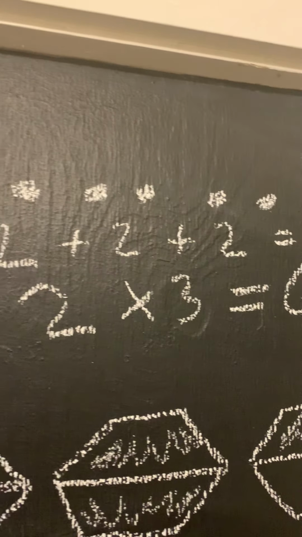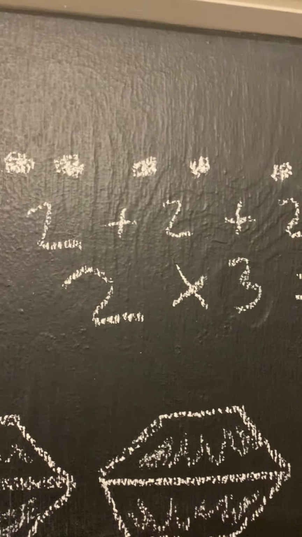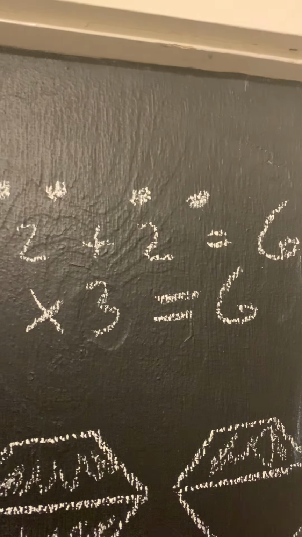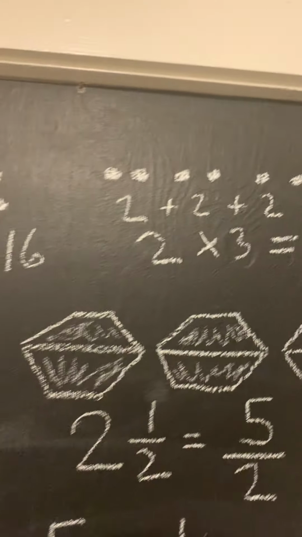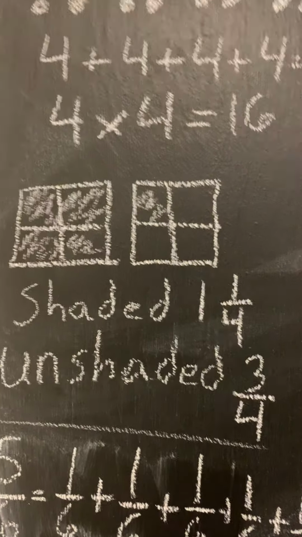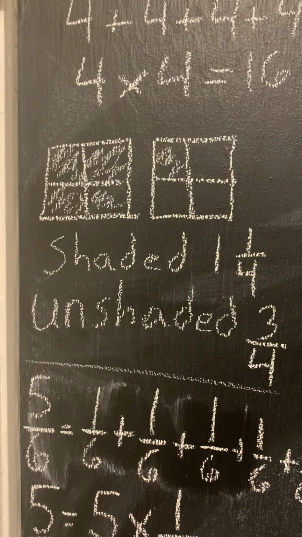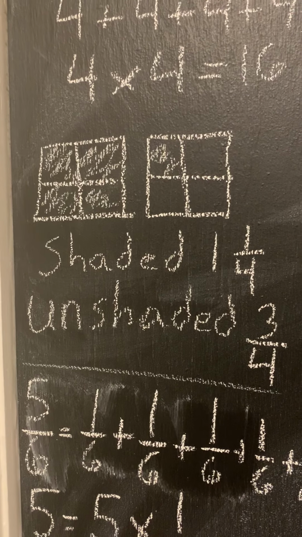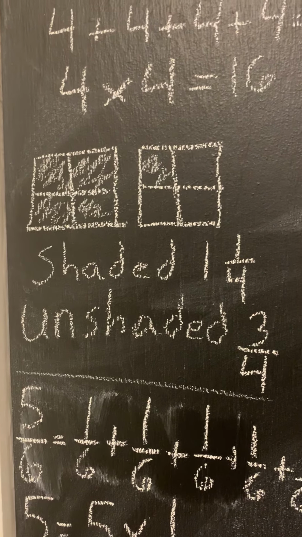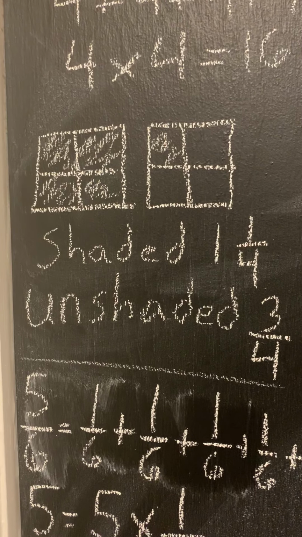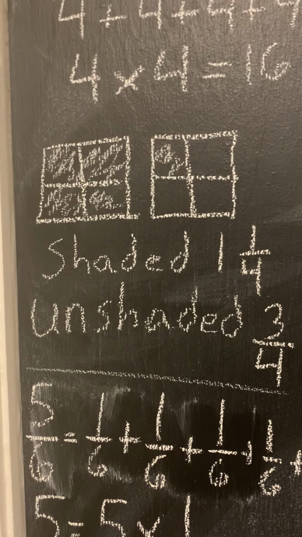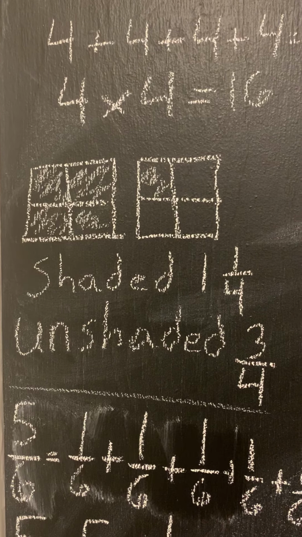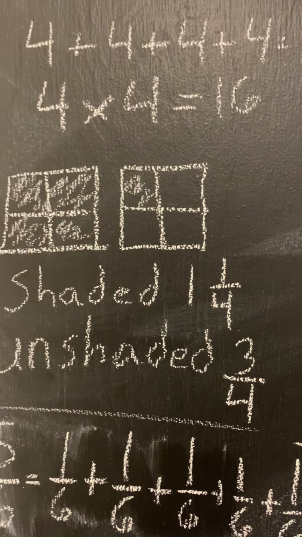So we can either add up the individual units or multiply the groups times however many of those groups there are. Okay, this is gonna help us as we move through chapter 8. This is a little bit of review. We've got shaded out of the possible parts, 1 1/4 are shaded, right? Another way that you could write that would be 5/4, right? How many are unshaded? 3 out of 4 are unshaded, okay?